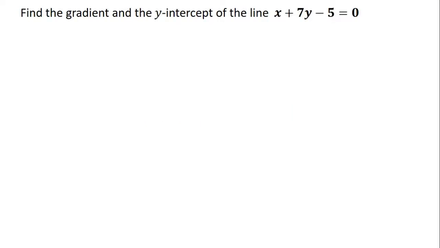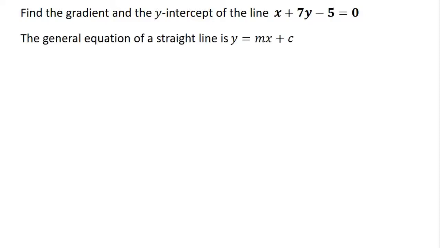The question for this video is, find the gradient and the y-intercept of the line x plus 7y minus 5 is equal to 0. We have learnt from the previous videos that the general equation of a straight line is y is equal to mx plus c. And when we express the equation of a straight line in the form y is equal to mx plus c, m gives us the gradient of the straight line and c will give us the y-intercept of the straight line.